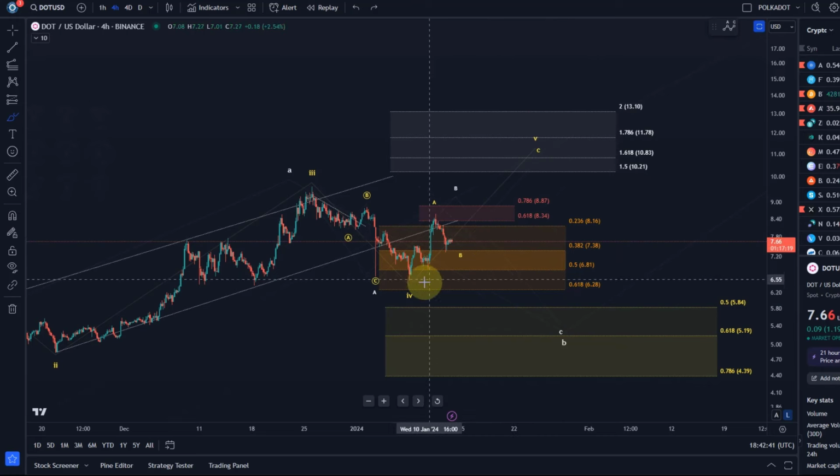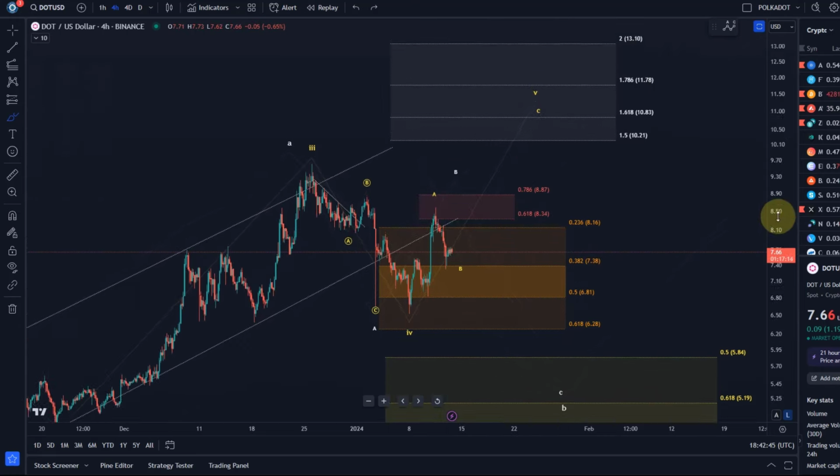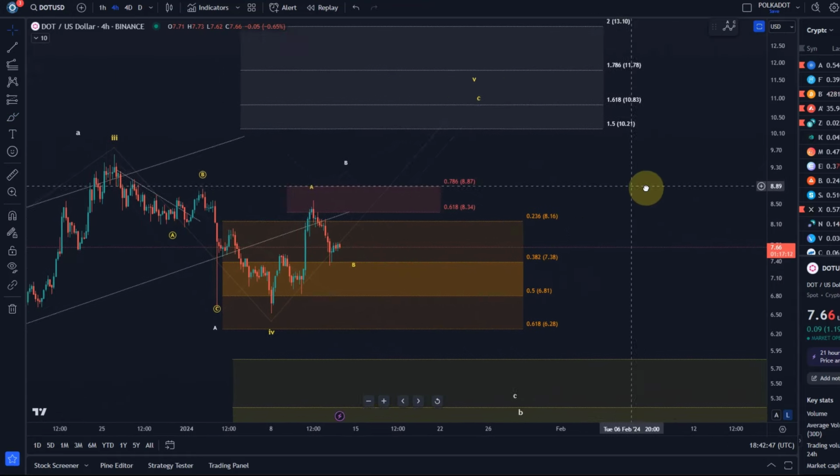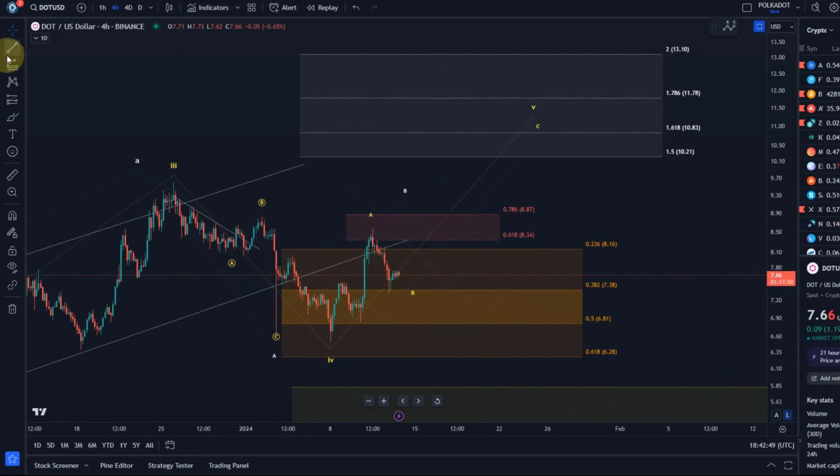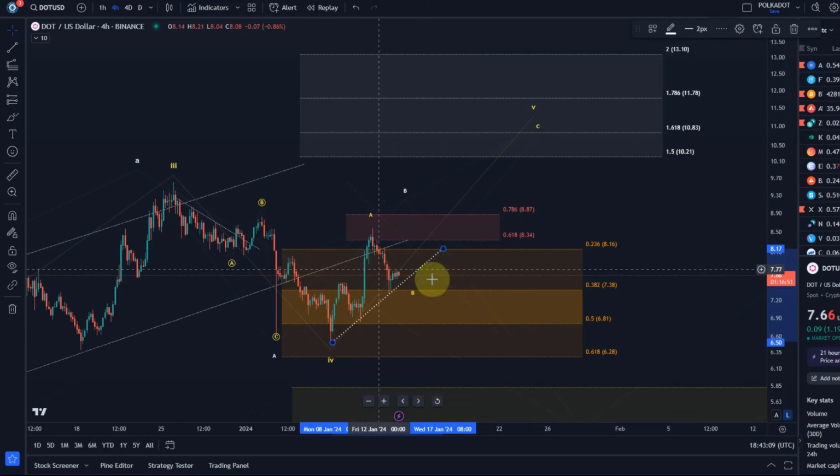However, what are the conditions? I mentioned the target. What does now need to happen to get this structure into reality? So first of all, we are currently experiencing a little bit of a pullback. I mentioned in one of the previous videos this resistance area. We saw an initial reaction. I mentioned a pullback is now the most likely scenario. We've seen that pullback. That pullback has retraced to, first of all, the 38.2 retracement level.